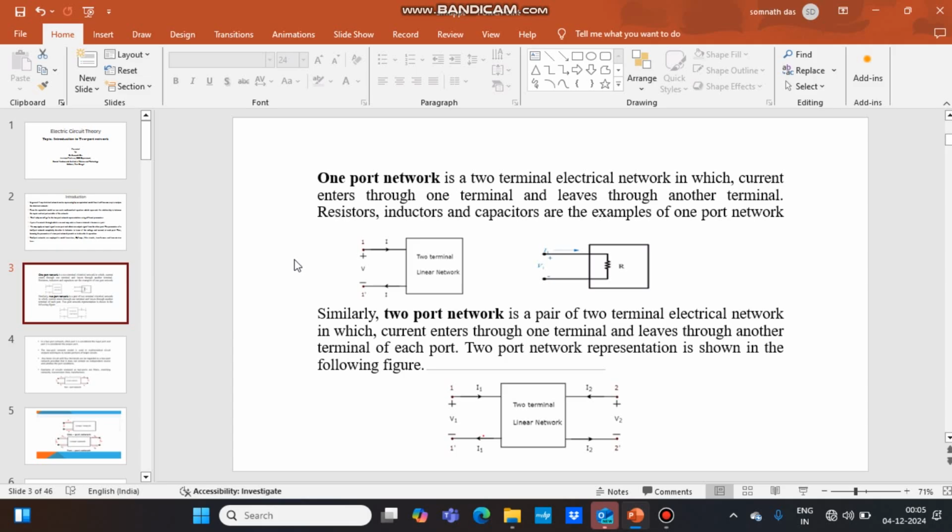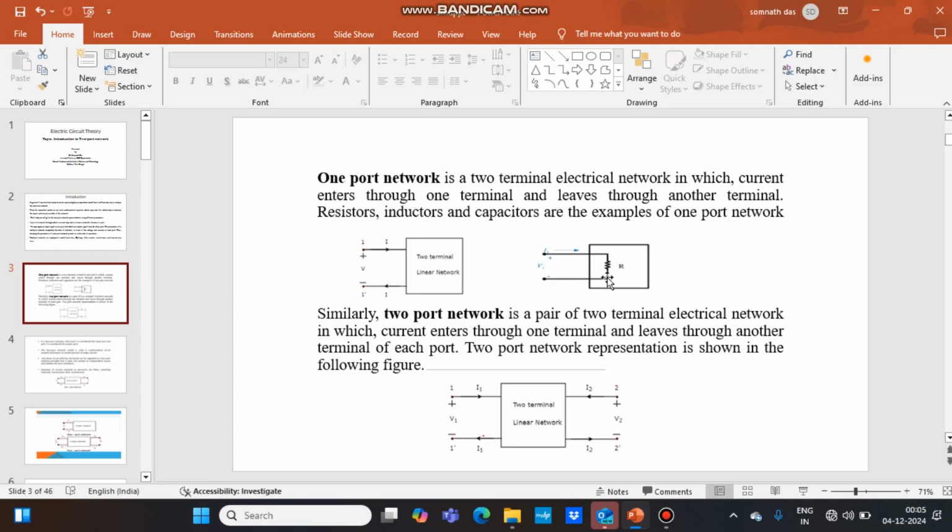In a one-port network, the two-terminal electrical network has a single port. Here the port consists of two terminals. See in the first figure, the two-terminal electrical network has two terminals or one port, terminal 1 and terminal 1 dash. Through terminal 1, current I is entering the network. Through terminal 1 dash, current I is leaving the network. The same current enters and leaves the network. Examples of one-port networks are resistors, capacitors, and inductors.